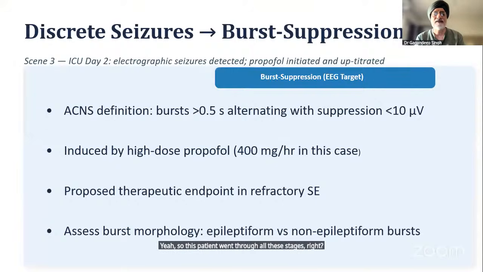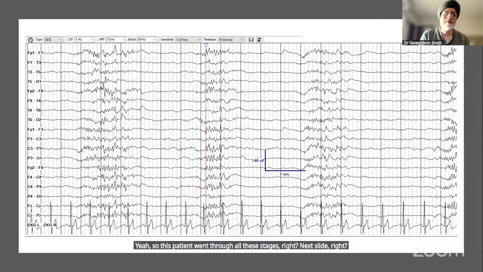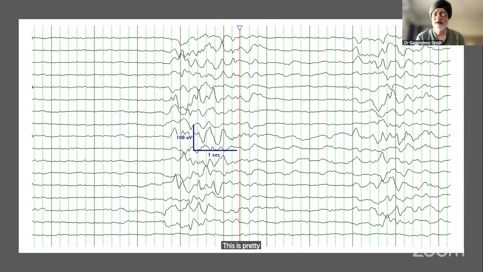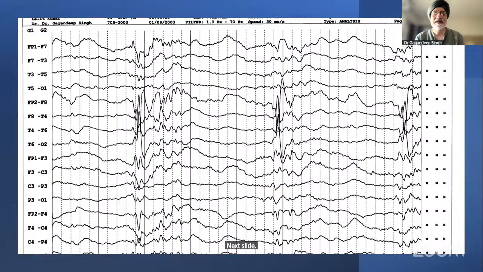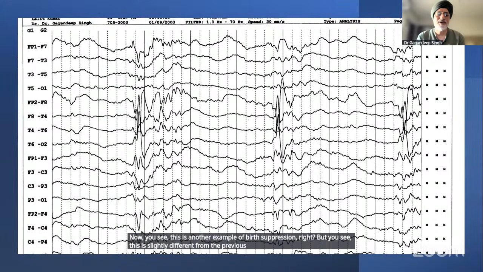So this patient went through all these stages. Next slide. And these are some examples of burst suppression. This is pretty clear. Another example of burst suppression. Next slide. And now you see another example of burst suppression, but this is slightly different from the previous two EEGs. You have very highly epileptogenic discharges within the bursts, as opposed to the previous.